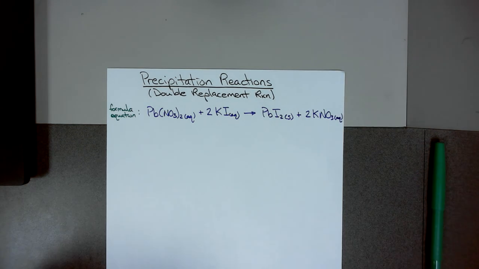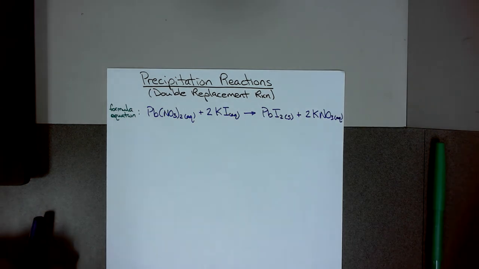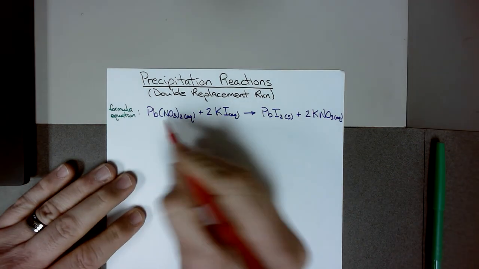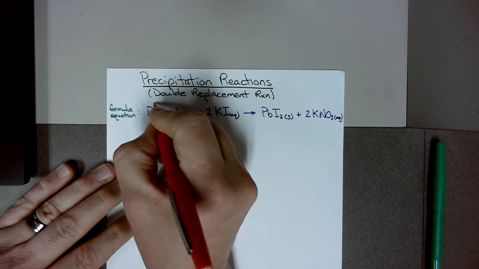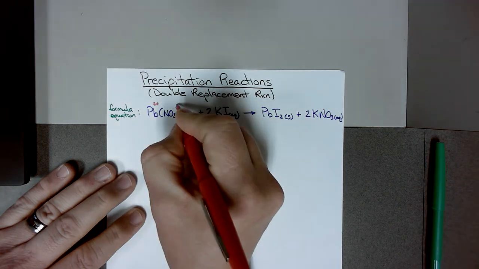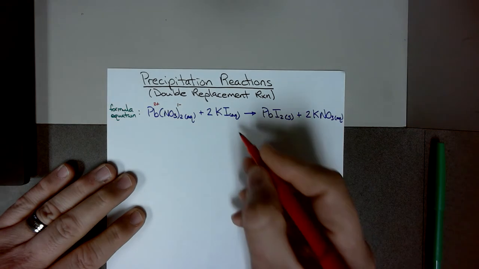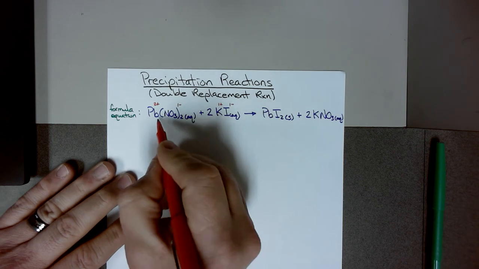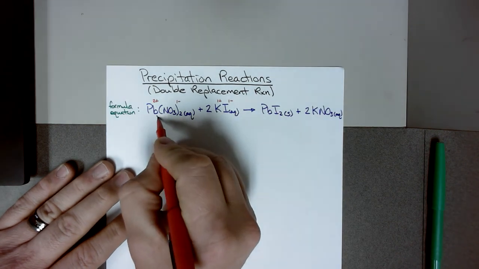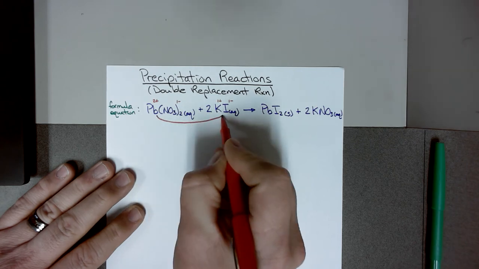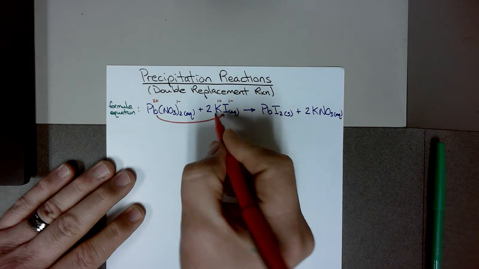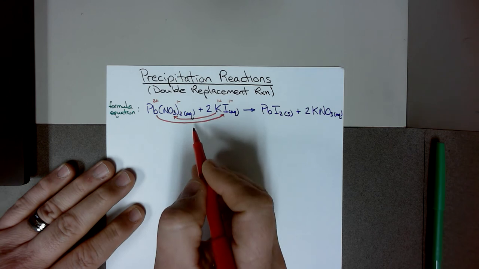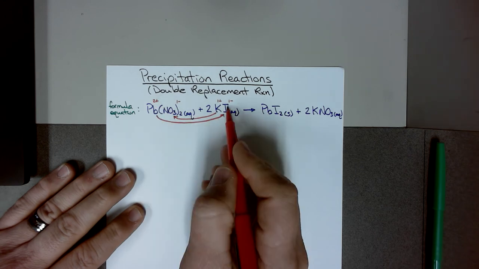Okay. So the reason we know that this is a double replacement is if we look at this, we see that these are 2 ionic compounds in solution. Pb is a 2 plus charge, nitrate has a 1 minus charge, potassium has a 1 plus, iodide has a 1 minus. So the double replacement is that this positive charge, this cation, will go with this anion, and this cation will go with that.